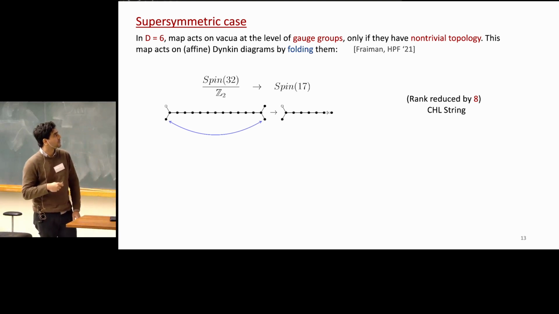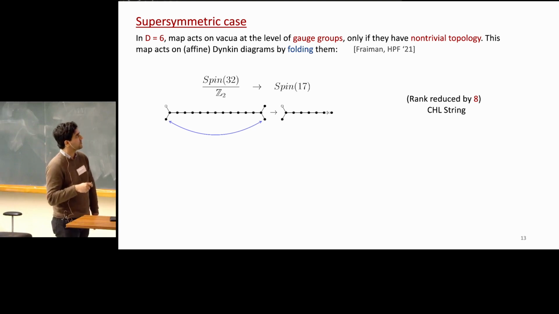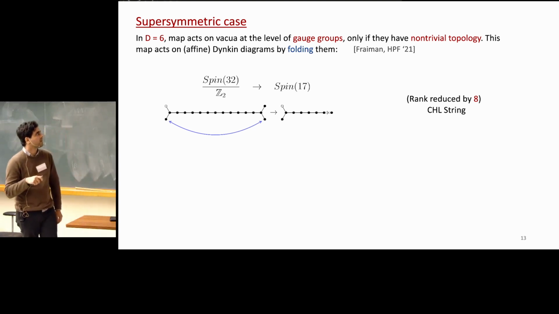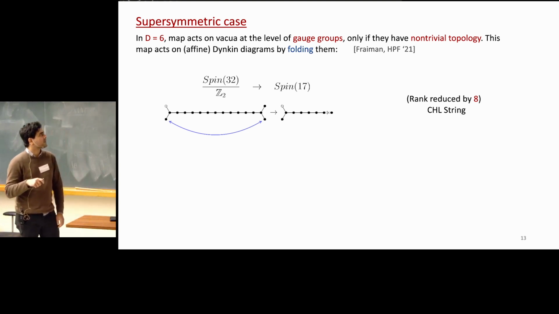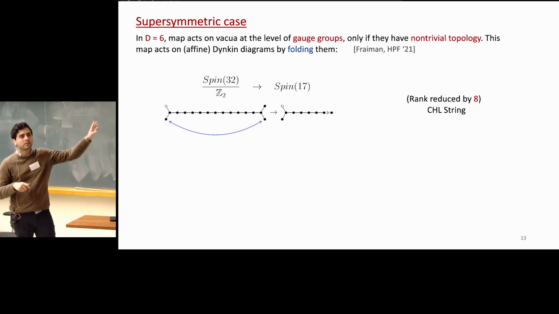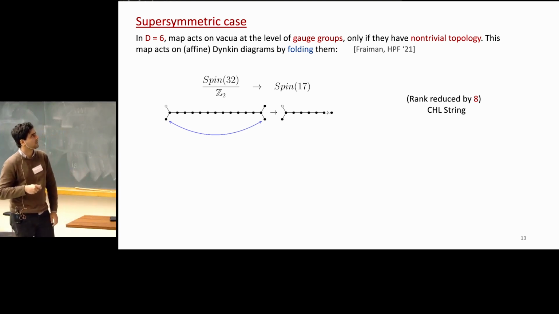So anytime you have a gauge symmetry like this, you can think of the heterotic string. The 10-dimensional heterotic string with this gauge group is not SO(32), it has a Z2 here. And then you go to 6 dimensions. What you can do is say, well, this Z2 defines an automorphism of the Dynkin diagram that you can then fold, and you get this group, which is not simply connected, and it's Spin(17). And this defines a group in a different component of the moduli space. You see here very explicitly that the rank reduction is by 8, so this has to be the CHL string. Okay, so we recover the CHL string using this kind of formal rule.